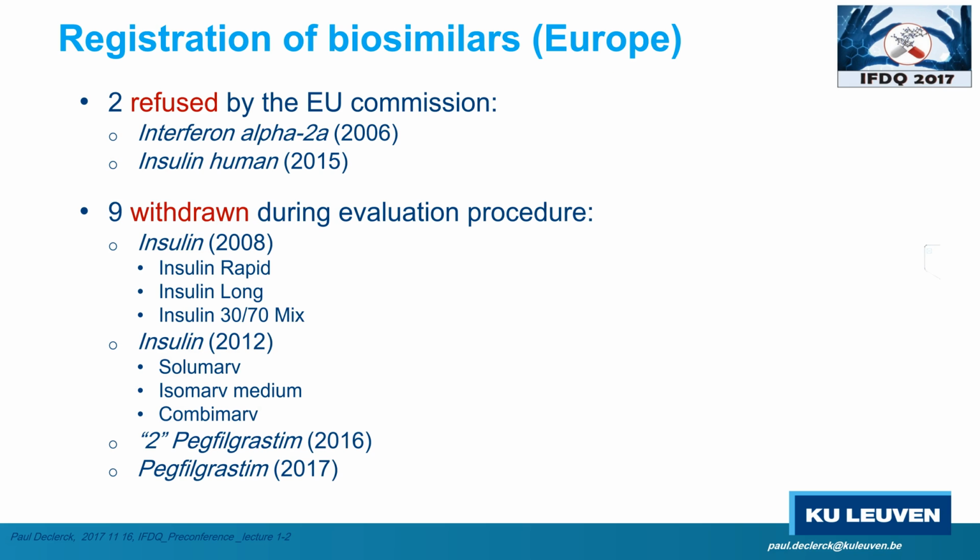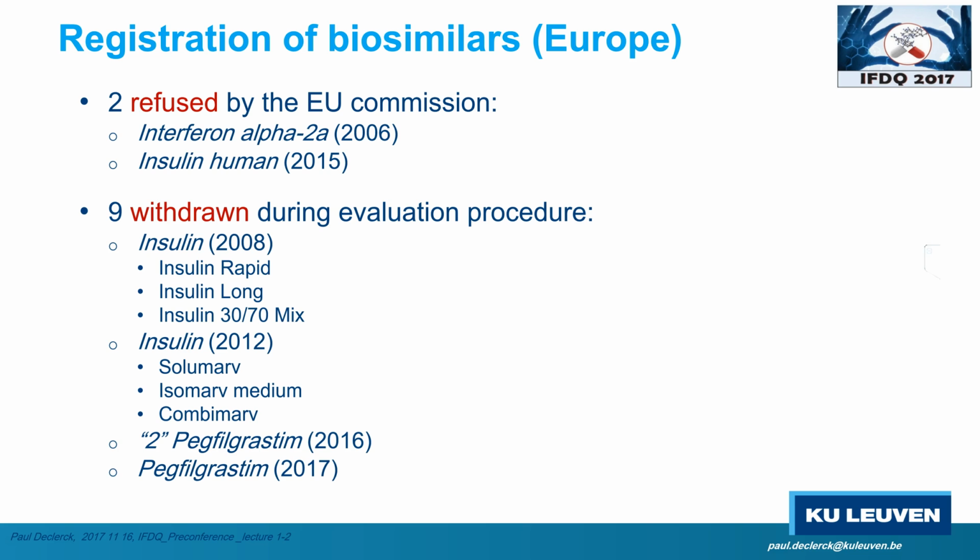So where are we in Europe at this moment? Just a brief overview. There are a few products that have been refused or have been withdrawn, all for the same reason, because there was something wrong with the quality evaluation of the product. Differences that were not acceptable, differences that were too large. In some cases, differences with respect to the efficacy of the product, and so on. Just to illustrate that this process is pretty stringent, and you need to adhere to the guidelines and have a good quality product before it can be approved as a biosimilar.